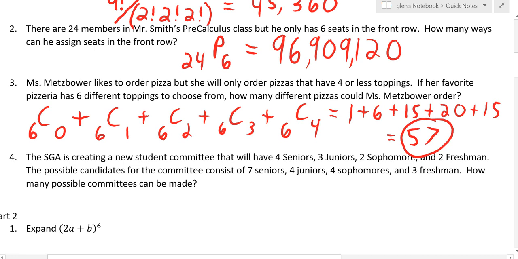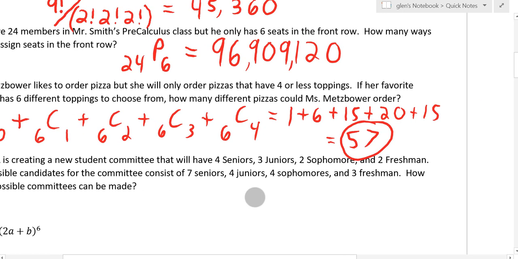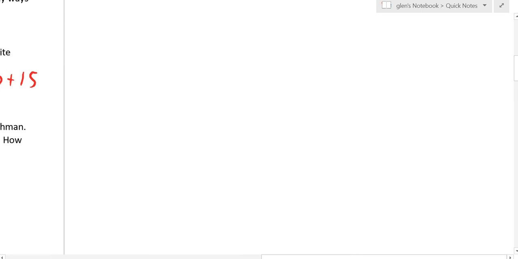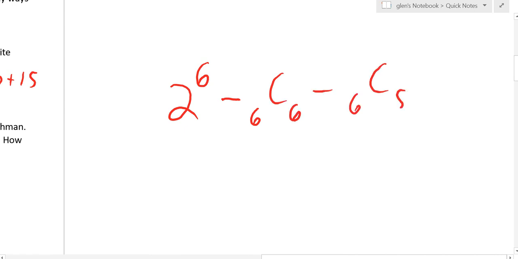Cool. Another way to do this, by the way, what row of Pascal's triangle are we adding up here? 6th row, right? And we know that Pascal's triangle, the whole row adds up to 2 to that power, right? So we could do that and then subtract off what we don't want. Well, she's not going to get a pizza with 6 toppings, and she's not going to get a pizza with 5 toppings. Is that okay? So you can do it that way as well, and you're still going to get 57.